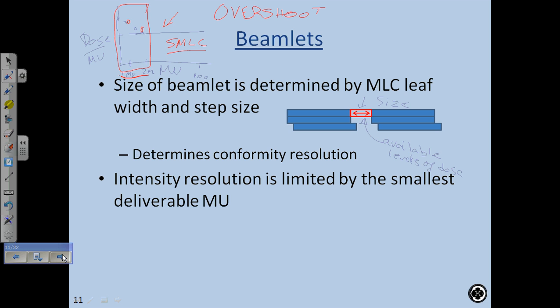Okay, so in step and shoot, you should limit your MU per segment, and you can do this in Exio here. You can limit the number of MUs per segment. You can tell it to limit your MUs per segment to about, we like to use 4. Okay, and that does hurt your conformity, because the lower the number of MUs per segment, the better conformity you can get. But it prevents this from happening up here, this overshoot.